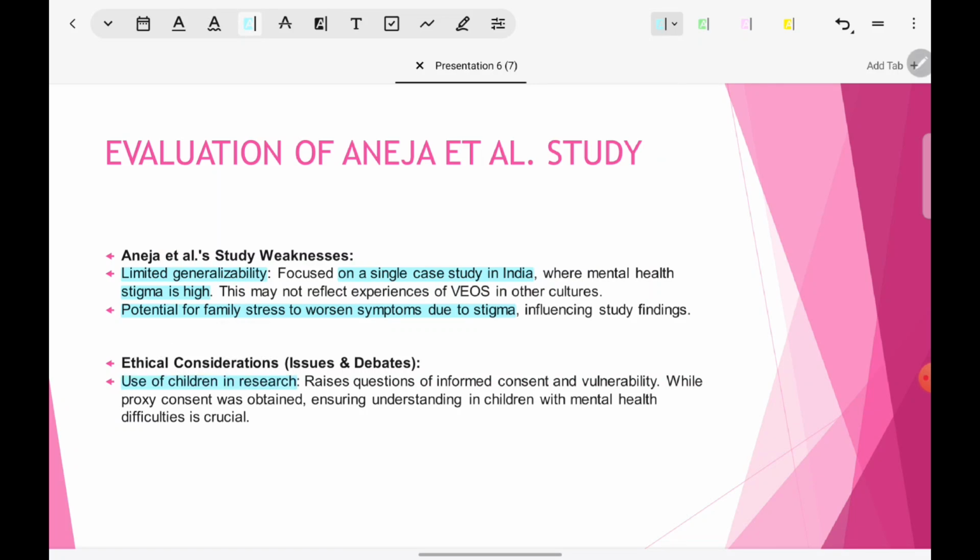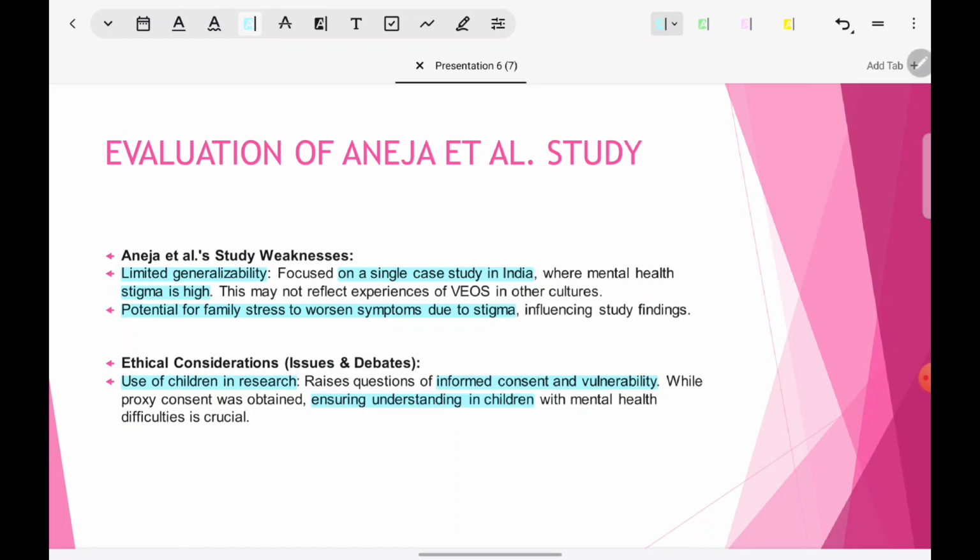When we are using children in research, definitely we need to have consent. But what we can take only is proxy consent, because consent has to be taken from parents. It cannot be taken from the child. A particular concern when a child is suffering from a mental disorder is that the child's case needs to be dealt with very sensitively. The child's condition should not further aggravate because of the case study being conducted.